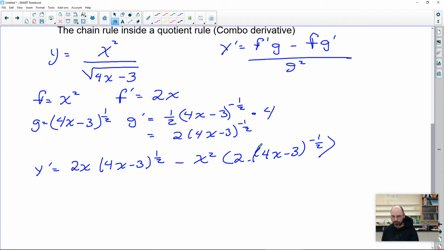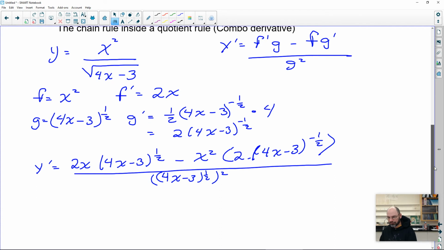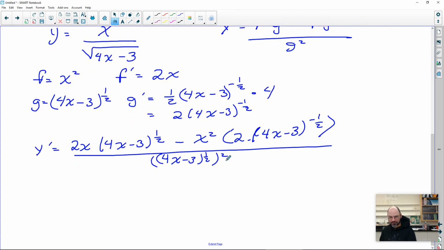Times that whole thing. Okay, and that's all over g squared, which is going to be 4x minus 3 to the 1/2 squared. So we can simplify this a little bit because 2 times 1/2 is just going to give us that on the bottom.